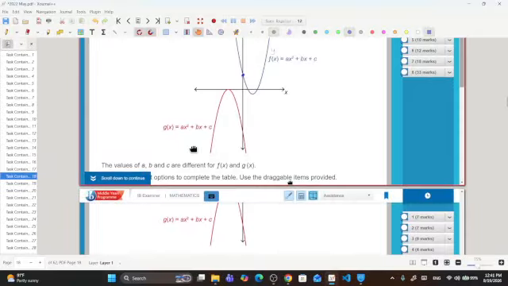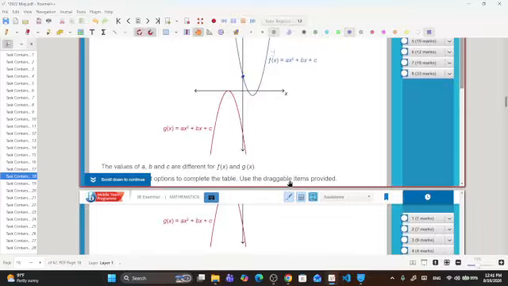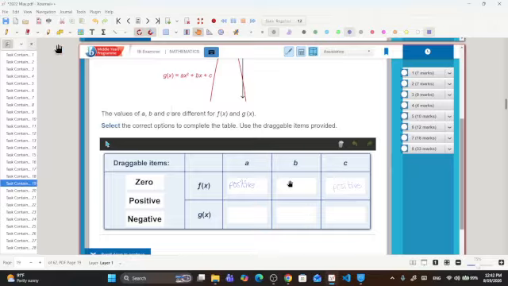What about the value of b? This is a bit difficult to understand because this parabola is opening upwards, and the discriminant value is greater than 0. So I'll say that the value of b is supposed to be negative. We've all done this in quadratics.